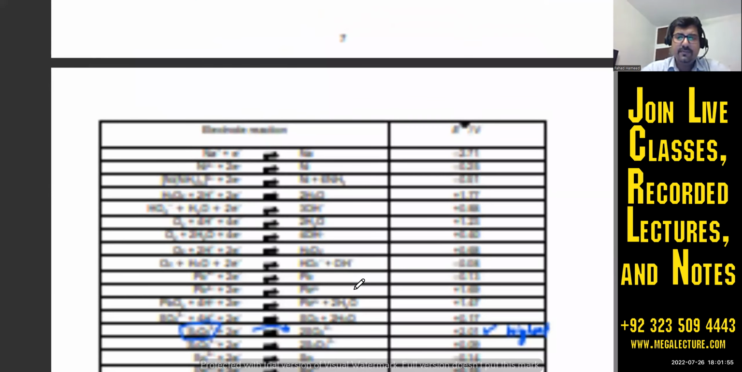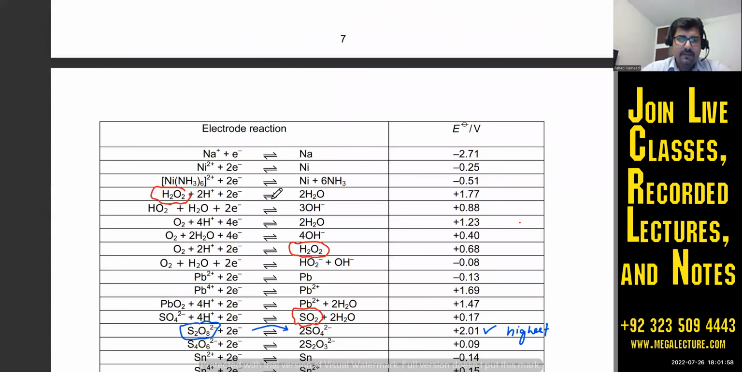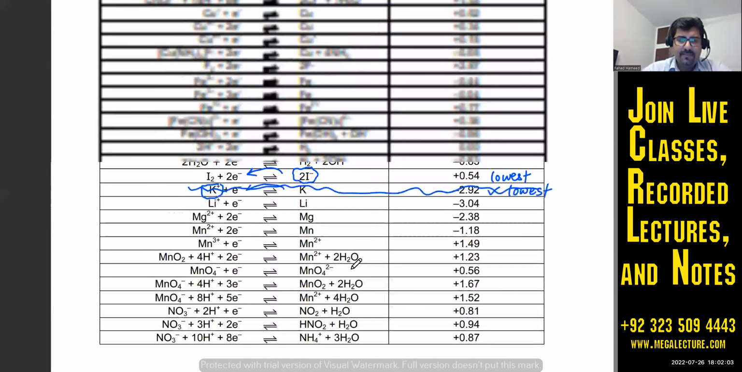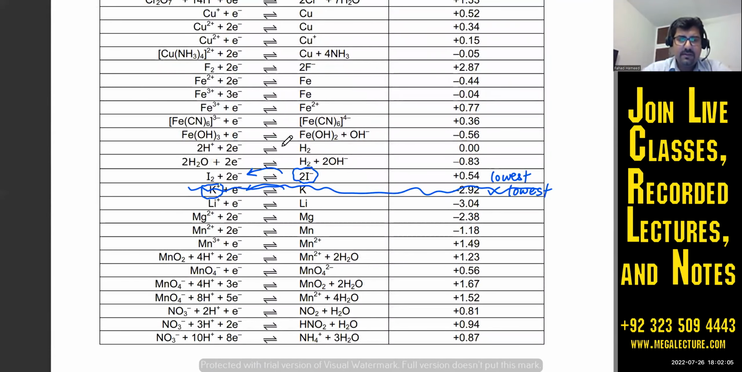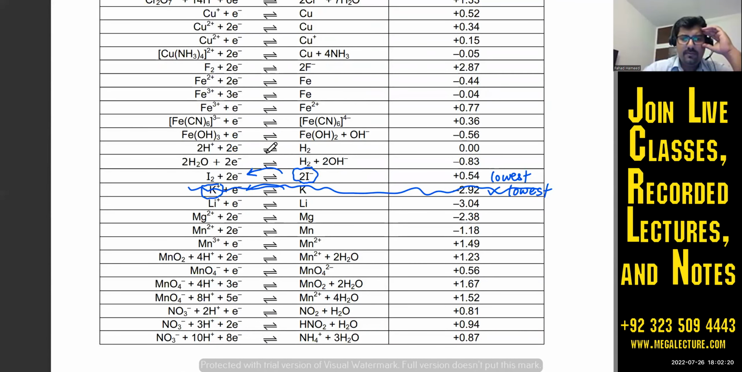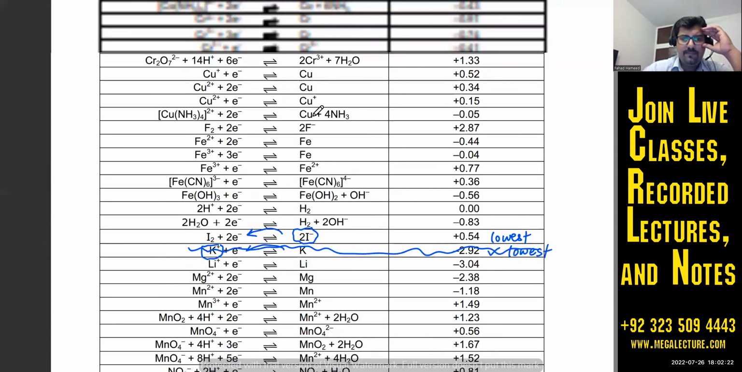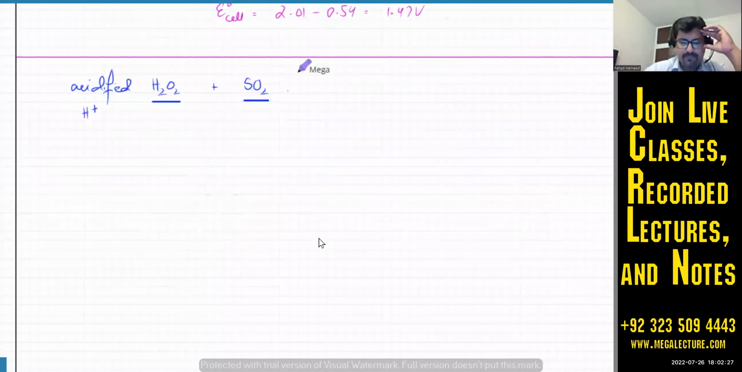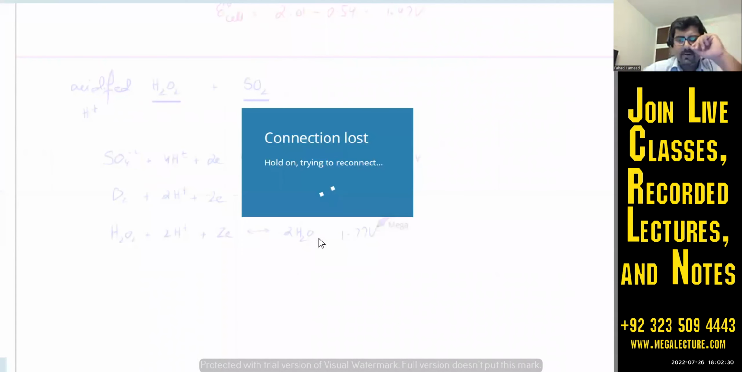Let's try and figure out if there is any other equation for H2O2. There's none here. I guess there are no other equations. So we'll go back to our board and let the board update.